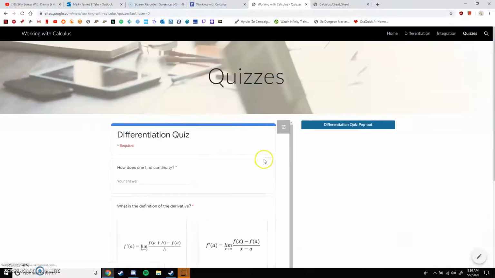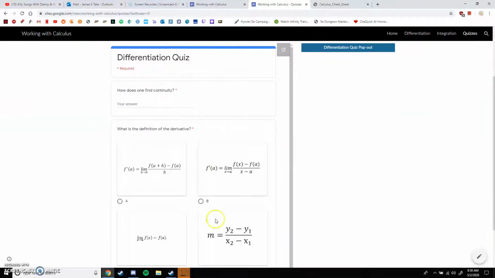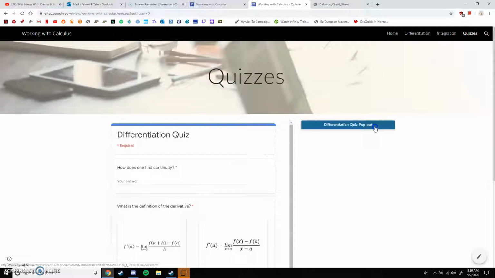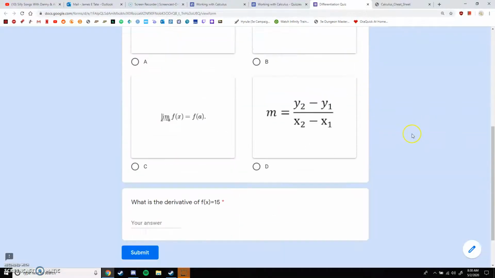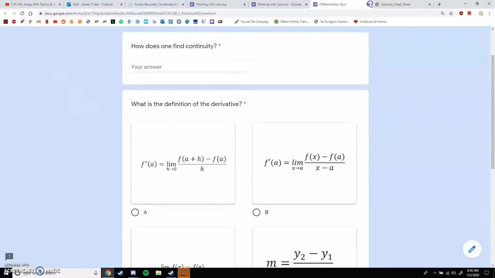And then for my quizzes, I put a quiz that's embedded into the website, that way it's easily accessed, but I also allowed for a pop-out so that students can use that instead.